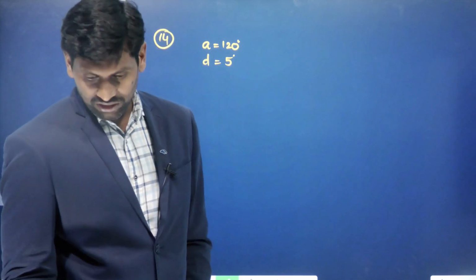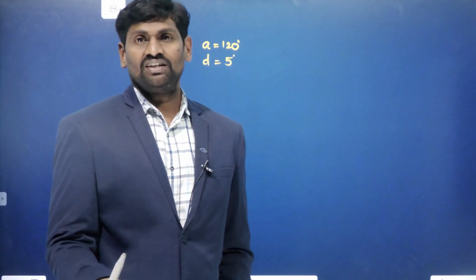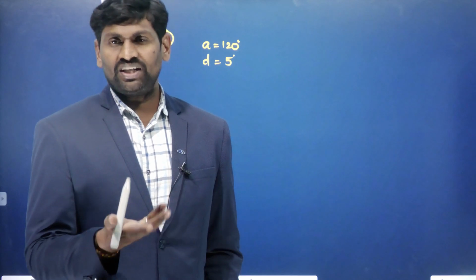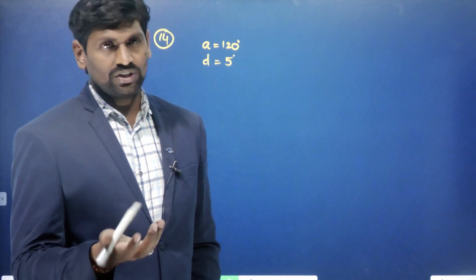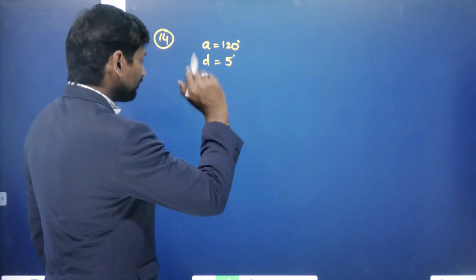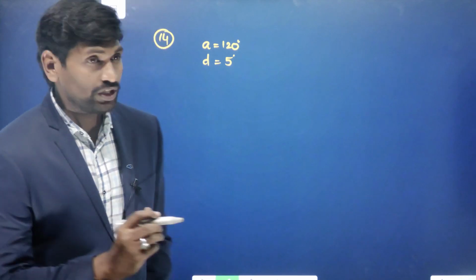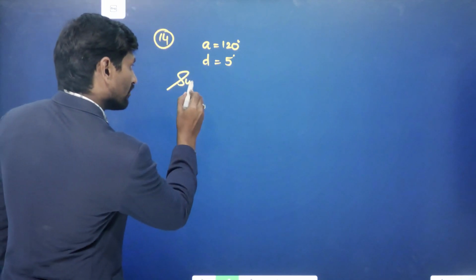But here we should find out how many sides there are. It can be a 6-sided, 7-sided or 8-sided polygon. We don't know, no? So let us try to find that number of sides. We know the sum of all angles formula. What is the sum of angles formula for a polygon?